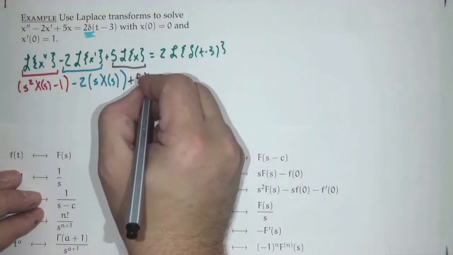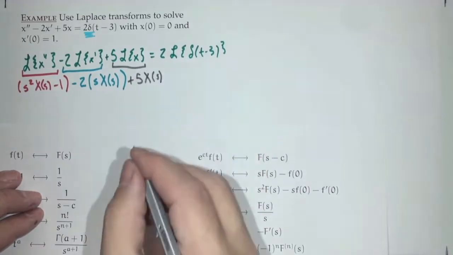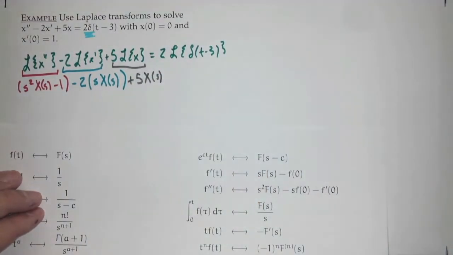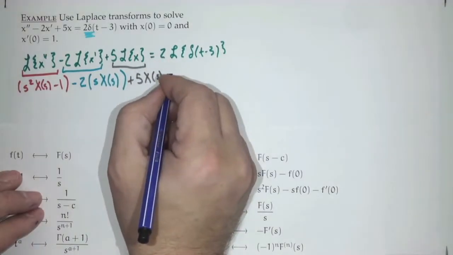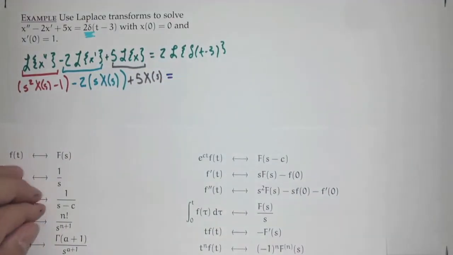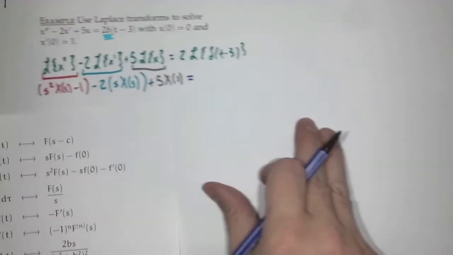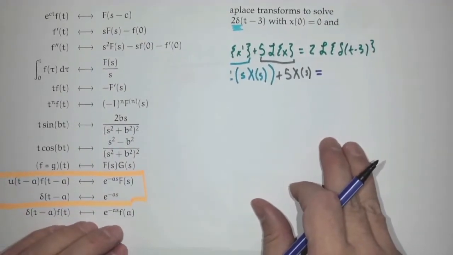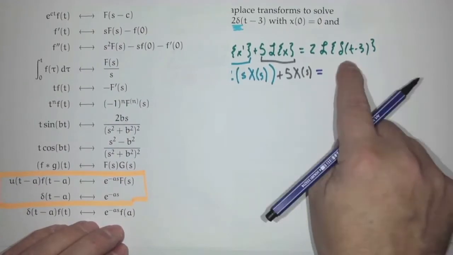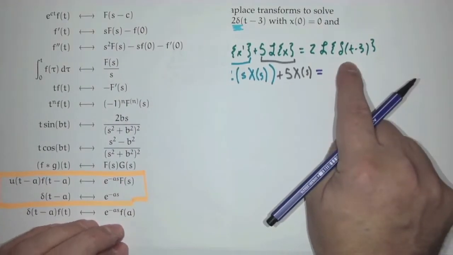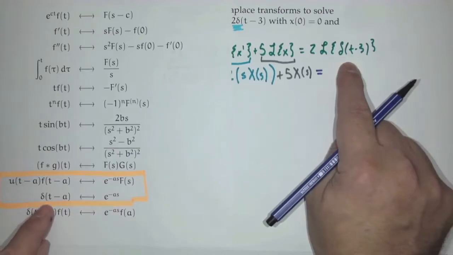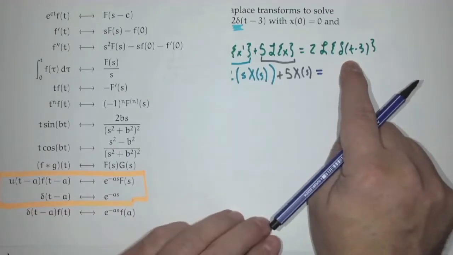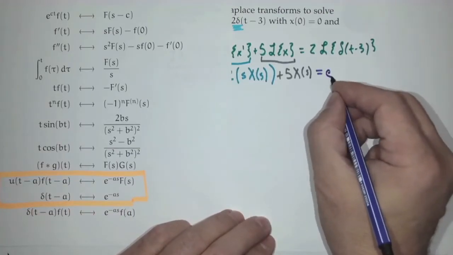Yeah, 5x of s. Okay, and we're most of the way done, but just to finish it up. All right, the Laplace transform of delta t minus 3. What will this become? Yeah, e to the minus 3s. All right, good.